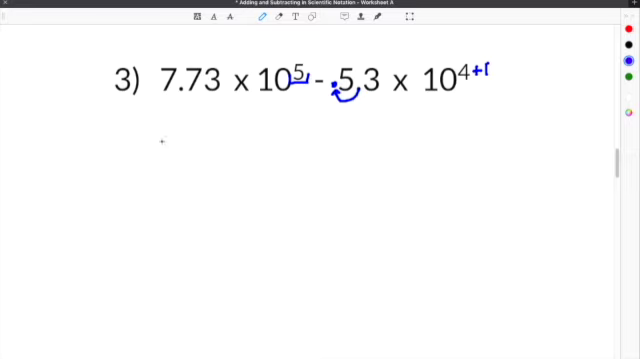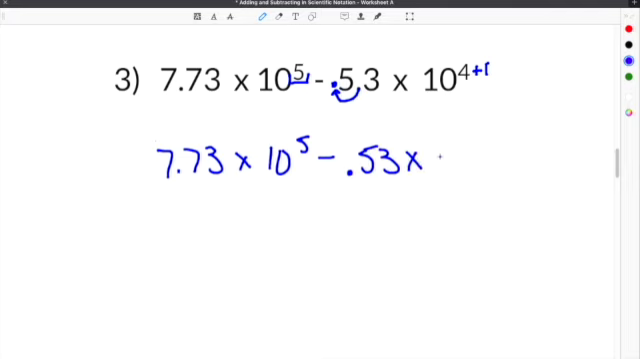So we're trying to make the exponents equal. So let's rewrite our problem now. We know that we have 7.73 on this side times 10 to the 5th power minus, and now on this side we have 0.53 because we moved the decimal left once, times 10 to the 5th power because it's 4 plus 1, which would be 5. So now our exponents are equal. We have a 5 here and we have a 5 here. So we can go ahead and subtract our coefficients.